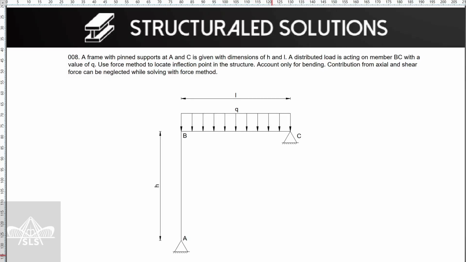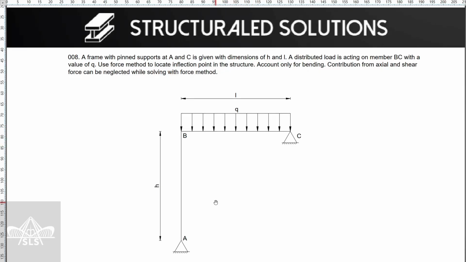Today we are continuing with another example of using the force method in order for us to determine the inflection points on the given frame. And without any further ado, let's read the task for today, where basically we have a frame which is pinned at support A and point C, and the dimensions of height are marked as H, and dimensions of beam are marked as L. In addition, we have a distributed load which is acting on member BC with intensity Q, and we need to use force method to locate inflection points in the structure.